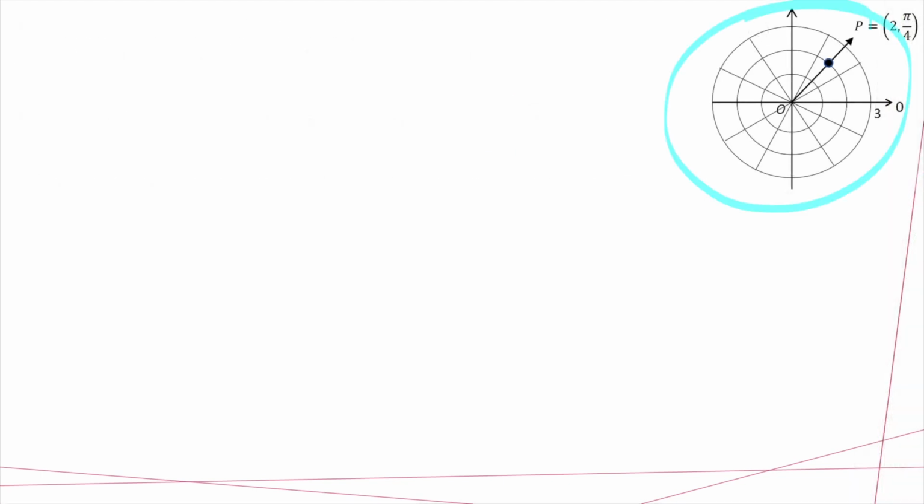Here's a polar graph. So let's just get to know that a second first. It's much like the unit circle in that it starts at 0 and goes all the way around, and it takes 2 pi to do that. Now, there are these concentric circles here, and those represent a distance from the origin.